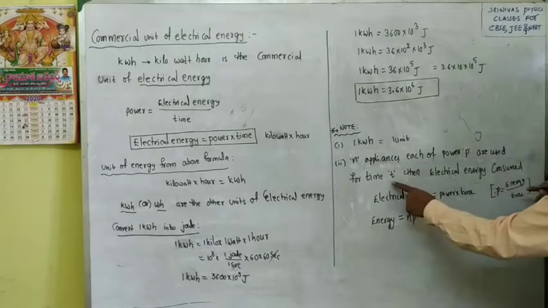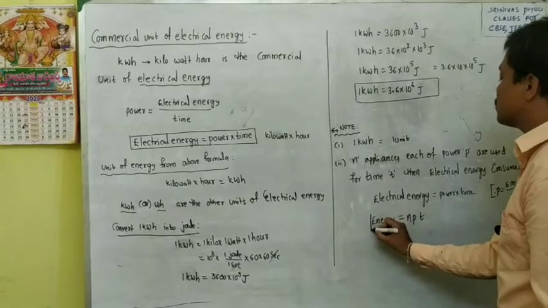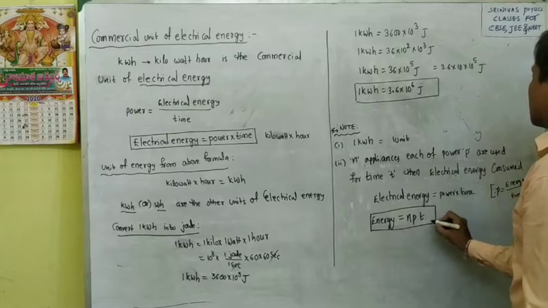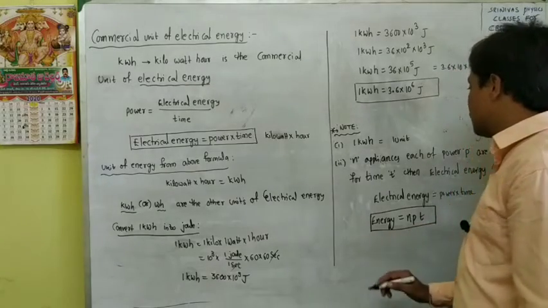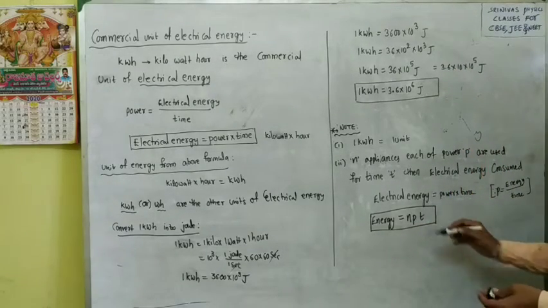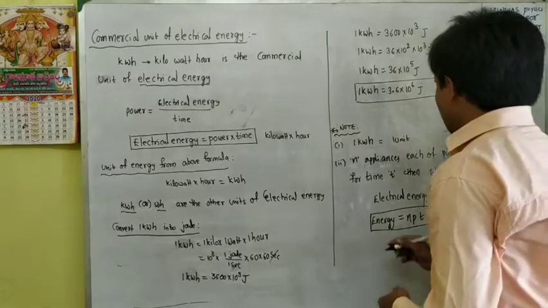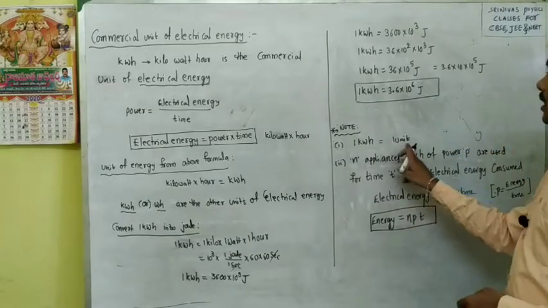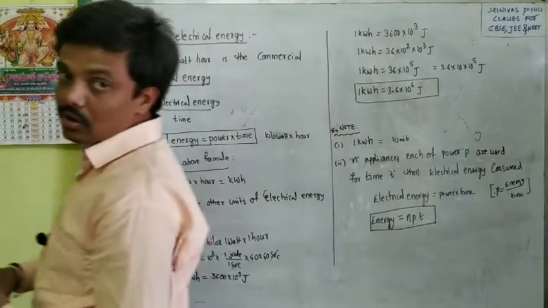One bulb is used for time t, right? Every bulb is used for the time t. That's why it is np into t. This is the formula to find the electrical energy. n is the number of appliances, p is the power, and t is the time used. Now, if you get this energy in kilowatt hours, 1 kilowatt hour of energy is equal to 1 unit.